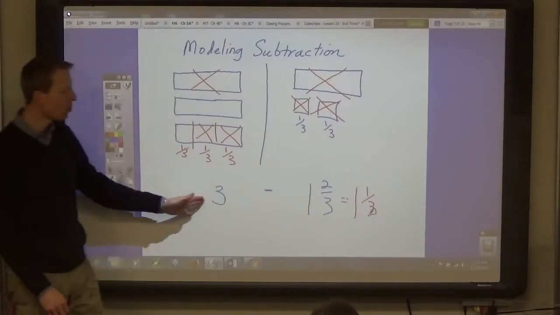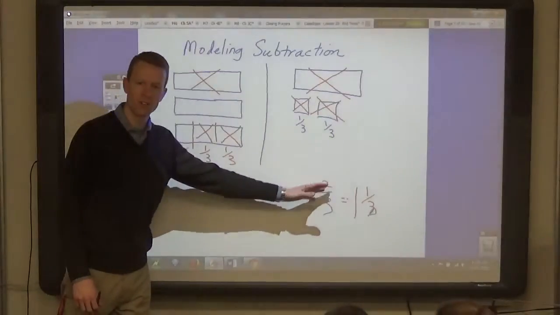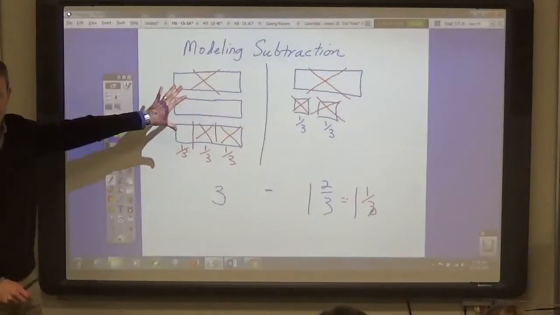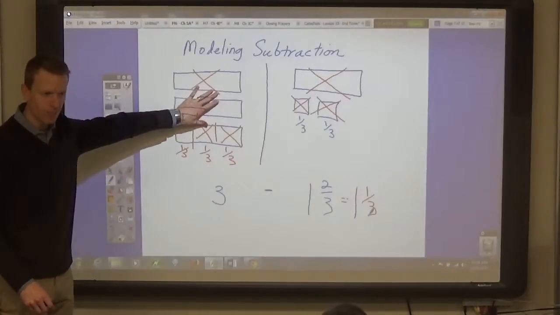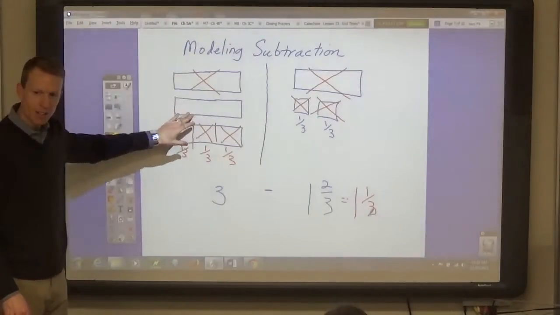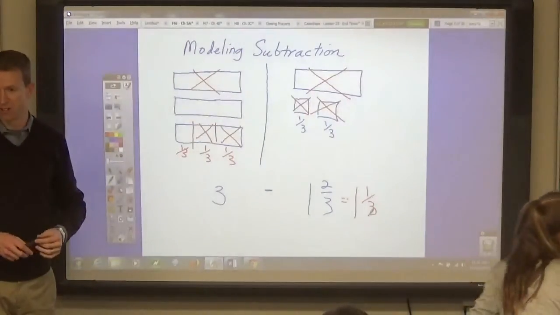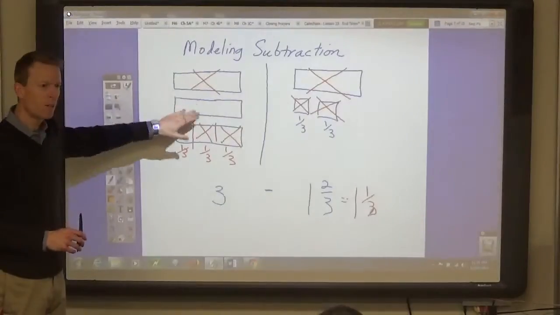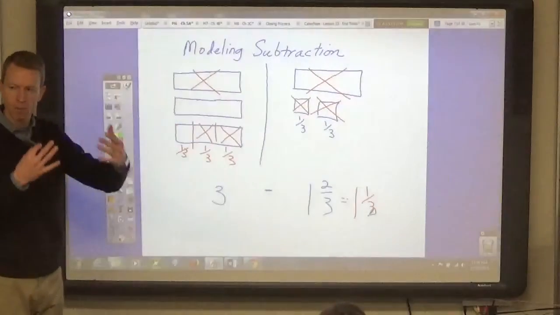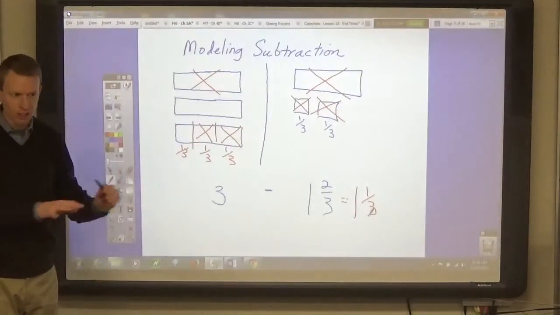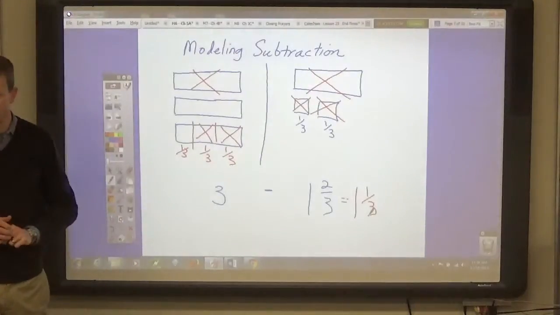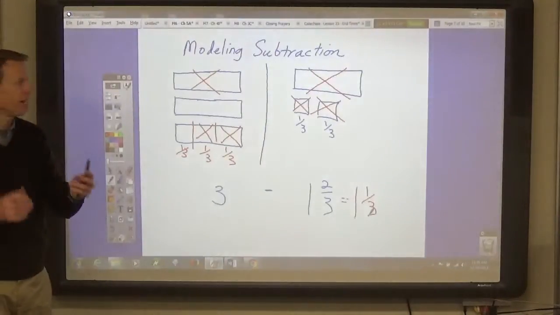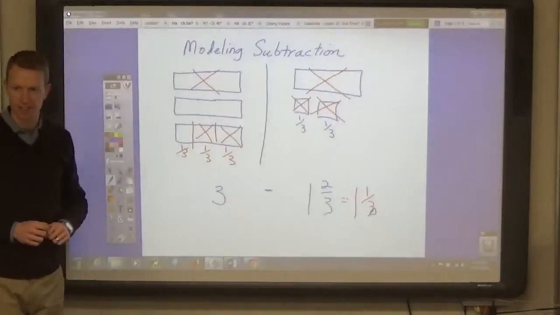Now, you might be able to do 3 minus 2 and 1 2/3 in your head without modeling. That's not what this lesson is about. Could you model it to explain it to a 3rd grader? That's what this lesson is about. You're going to practice drawing a model and then being able to explain it to someone who is younger, so that they could actually see the pieces.